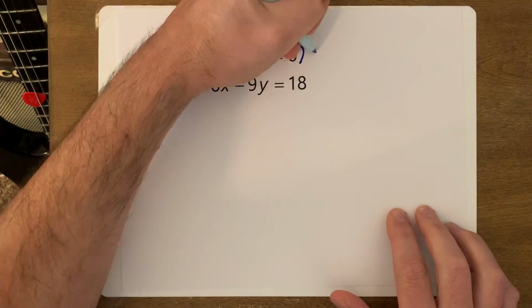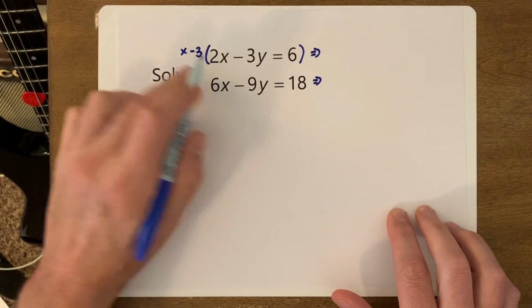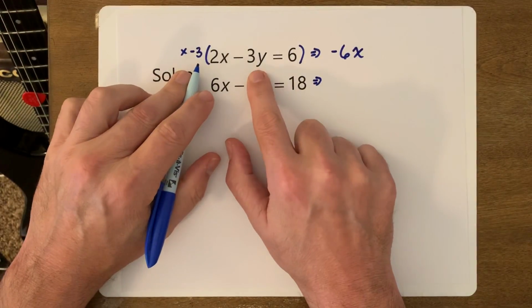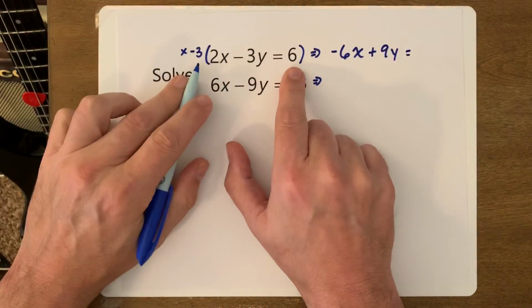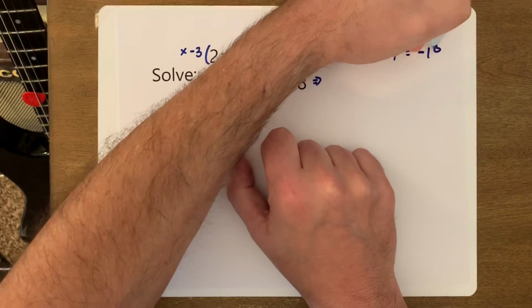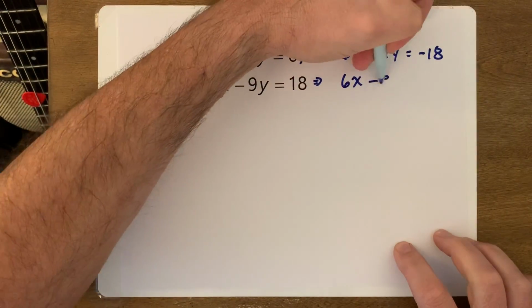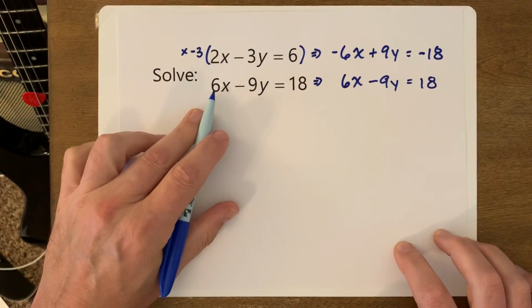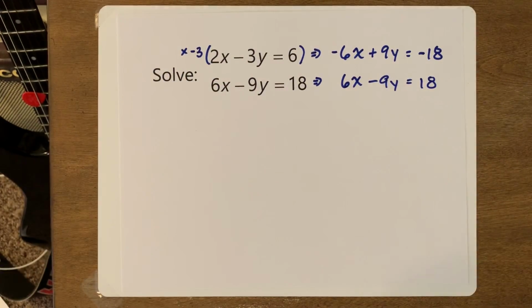So if I distribute that -3 to everything up here, I'm going to get -6x. I'm going to get +9y equals -18. Now my bottom equation is 6x minus 9y equals 18. Nothing happened there because I didn't want to change that 6. I just wanted to make that a negative 6, and I did it. So now let's see what happens.